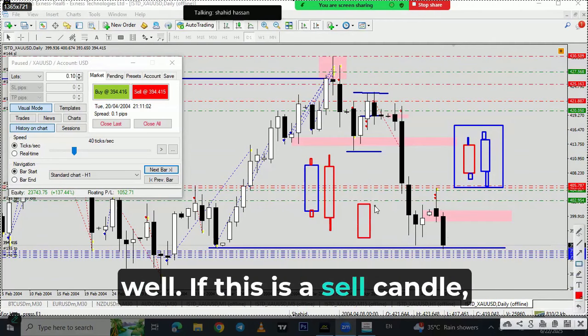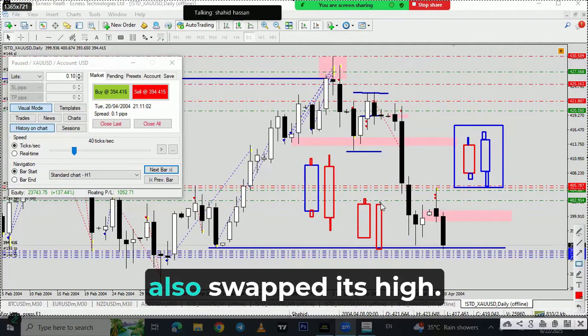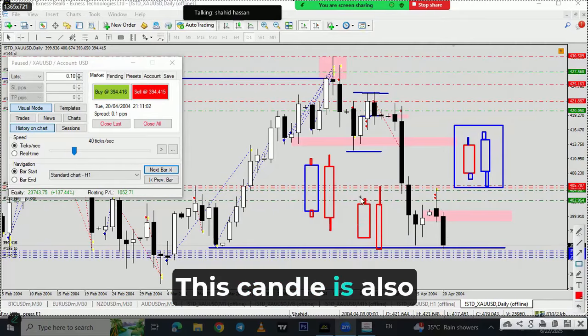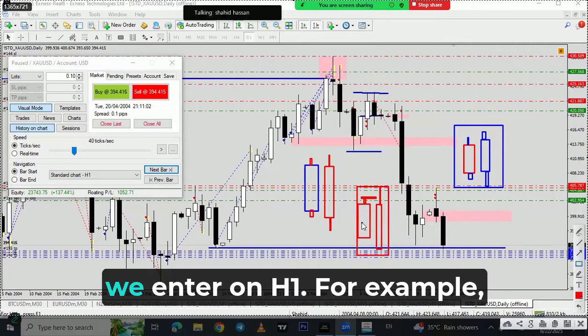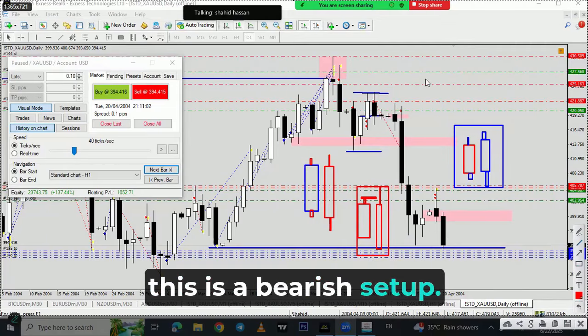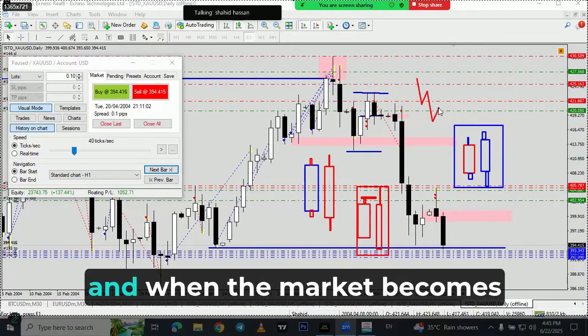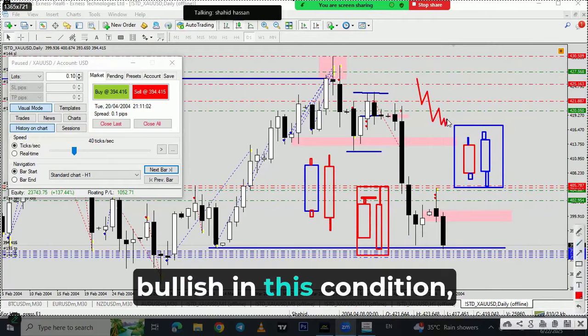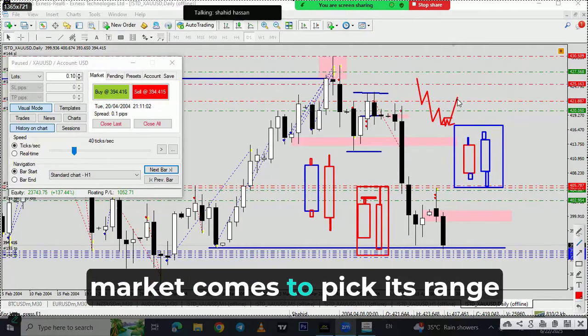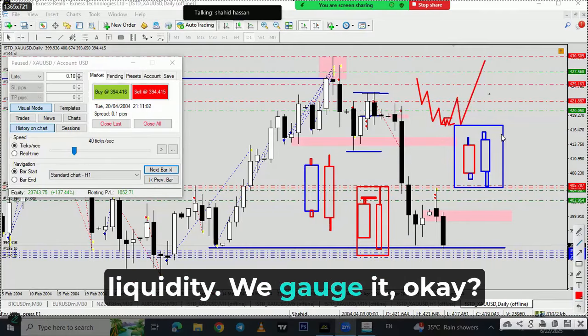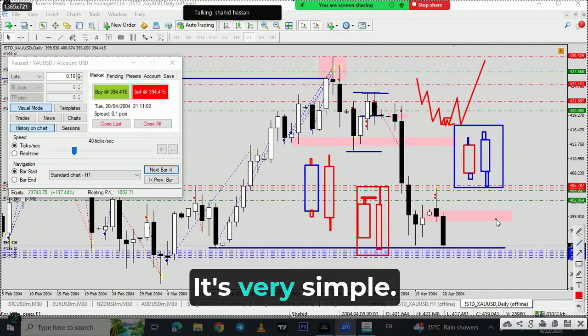If this is a sell candle, then the very sell candle has also swapped its high. This candle is also profitable for us. We also take it as engulfing, okay? After that, we enter on H1. For example, this is a bearish setup. When the market is coming bearish and when the market becomes bullish in this condition, we set the sell setup. Set the buy setup when the market comes to pick its range liquidity. We gauge it, okay? It's very simple.